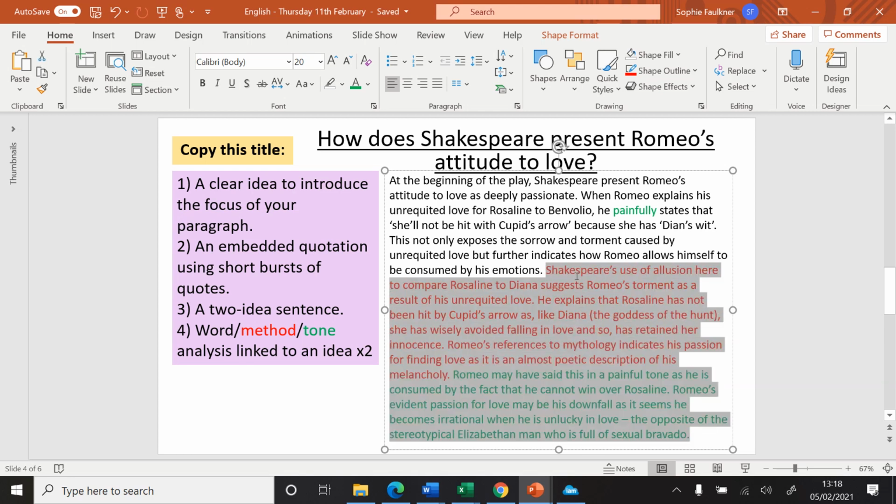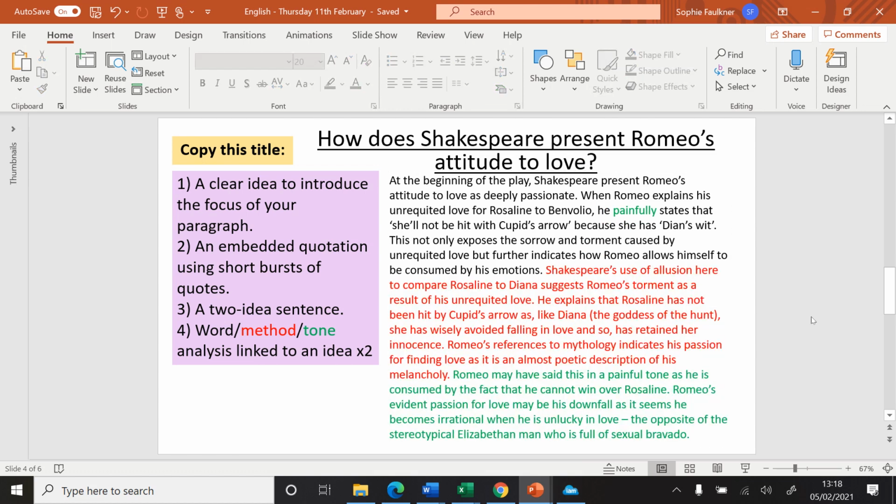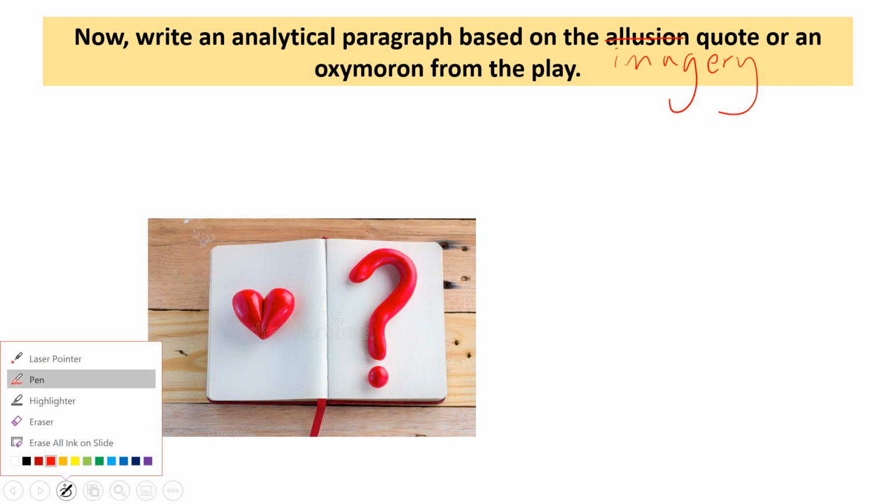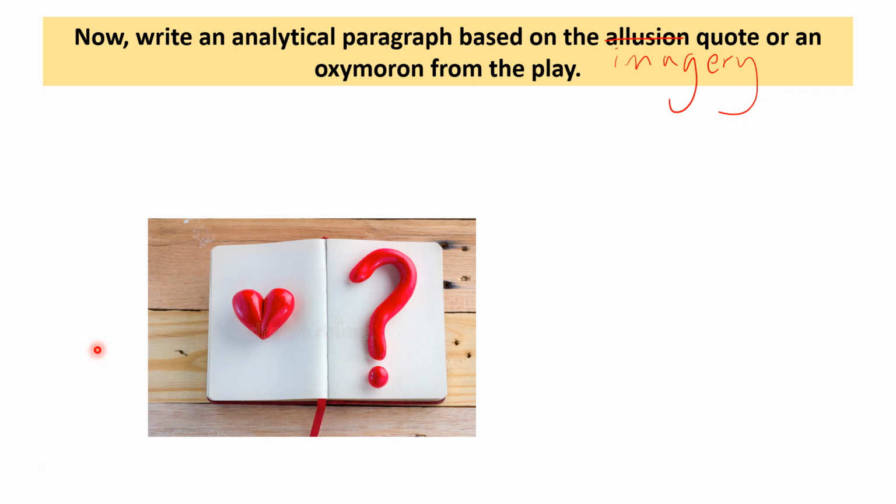So as you can see, I've done a lot of analysis here. My analysis is incredibly thorough. I've explained my method. I've also mentioned context. So it's very developed. So now it's your turn. You're going to write an analytical paragraph based on the allusion quote or an oxymoron from the play. You're not going to do the allusion quote. You're going to either do an oxymoron or you're going to do the quote about the imagery that we jotted down and discussed last lesson.